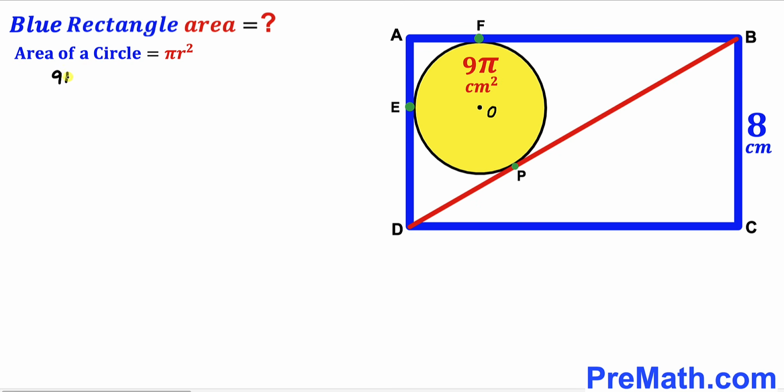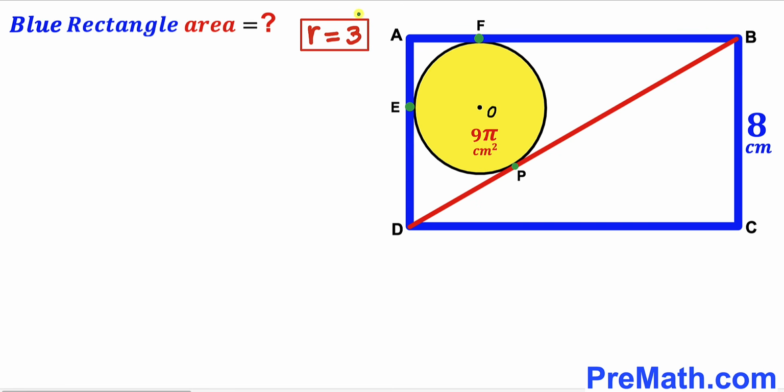So we get 9π equal to π times r². Now we can see that the π is gone from both sides. Therefore, r² turns out to be equal to 9. Now I'm going to undo this square by taking the square root on both sides. Therefore, our radius r turns out to be positive 3 cm. So the radius of this yellow circle is 3 cm.